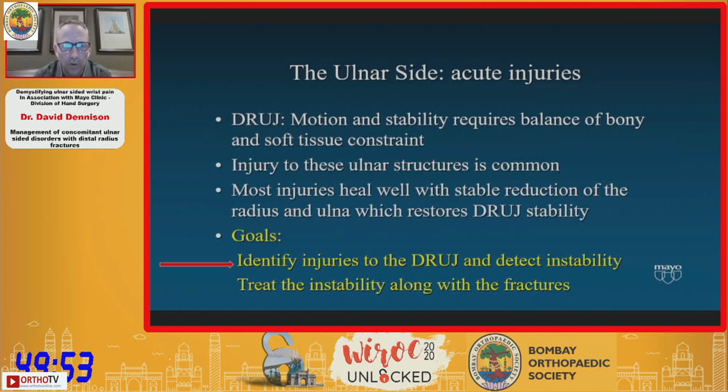So the goal for my portion is just to kind of discuss that we want to make sure we can identify the injuries to the DRJ and detect that instability, as Dr. Mario showed, also trying to really, by that exam, and then treat that instability along with the distal radius fracture. Keeping in mind that the DRJ, again, requires motion and stability, and that's a balance of the bony and the soft tissue constraints that Dr. Berger reviewed, as well as that we know injury to these ulnar structures is very common. And if we can get it stable and keep it there, a lot of these can heal very nicely.